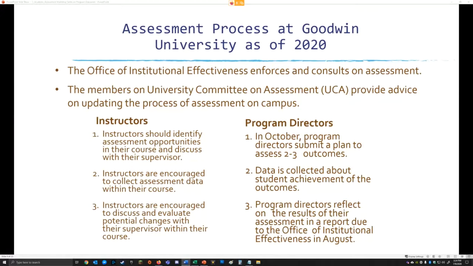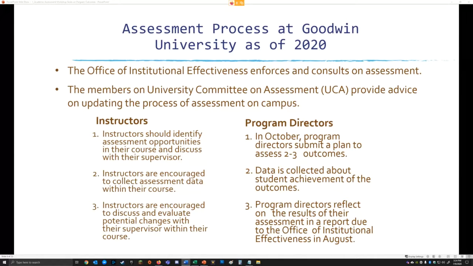For instructors, I'll start with program directors. I'm going to the right side of the column here. So for program directors, every October, a program director submits an assessment plan that they assess 2 to 3 outcomes. Every plan is different for every program. And some programs have, in my opinion, an easier time developing their plan than others. I say that from experience. I used to be the program director for general studies, and that was a bit challenging.